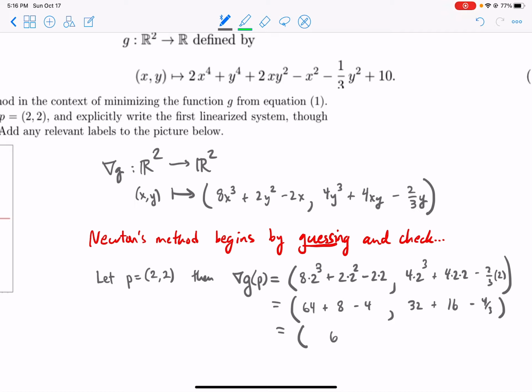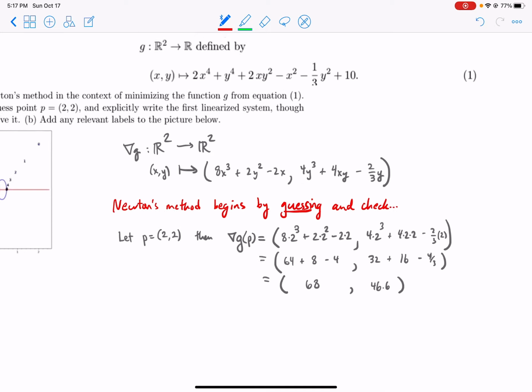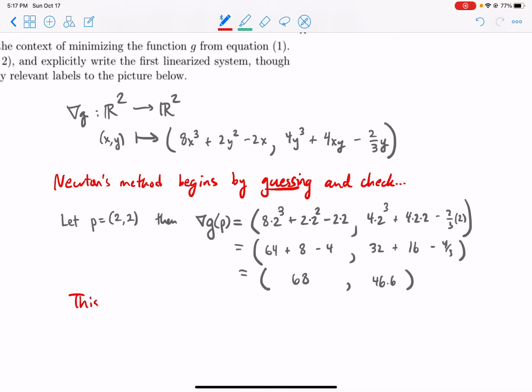Okay, so this is 68, 48, minus 4/3, whatever that is. I guess we could write that as 46.6, or I'll just leave it at that. So this is not 0, 0. So this is not a critical point. Well, we just guessed the point, so okay.